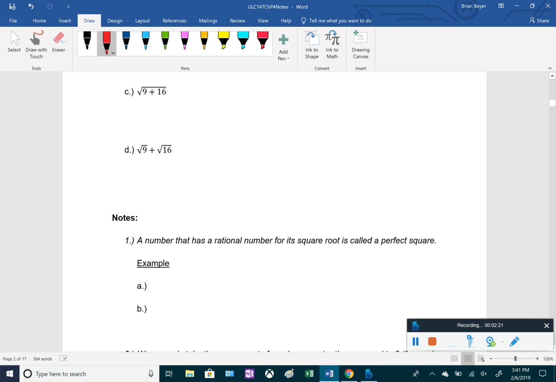And the last two here are kind of just proving a little bit of a point. We have the square root of 9 plus 16. We have to evaluate that radicand first. 9 plus 16 is 25. Radical 25 is 5, and that's because 5 squared equals 25. It looks similar to the last one, radical 9 plus radical 16, but they're definitely different. This one, we evaluate the square root of 9, which is 3, plus the square root of 16, which is 4. So 3 plus 4 is 7. You can see that part C and part D are not equal. Even though they look similar, they're definitely not equivalent.